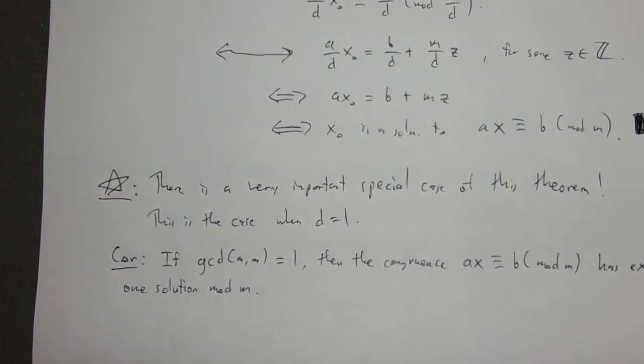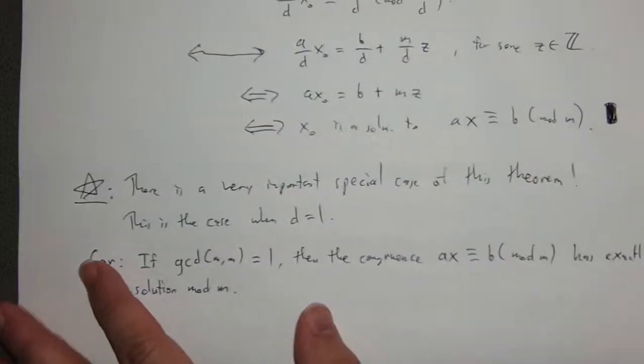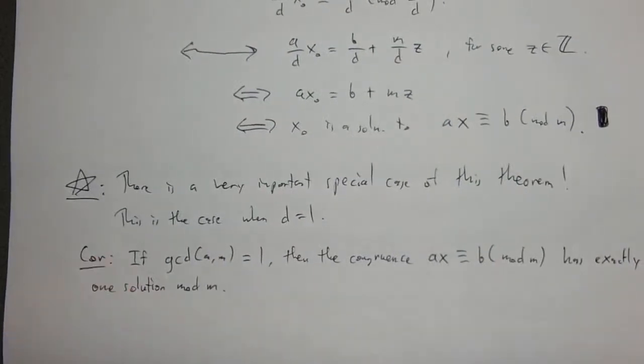Okay. So to see that, of course, just set d equals 1 in the theorem. The statement is that 1 is always going to divide b, so there's definitely a solution. And then your distinct solutions are particular solution plus multiple of m, but k is only allowed to be 0. So you only get a single one. Your x naught, that particular solution, is the only solution. Okay, so that's the only one you get.